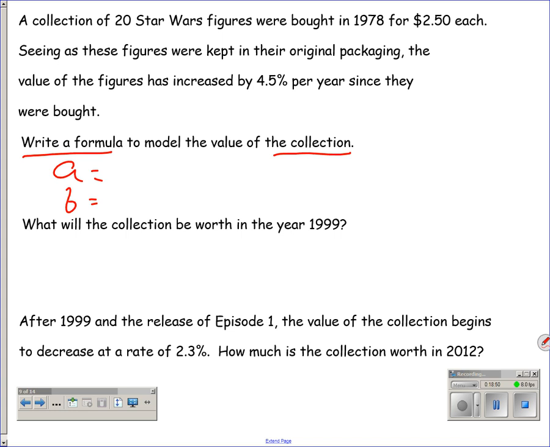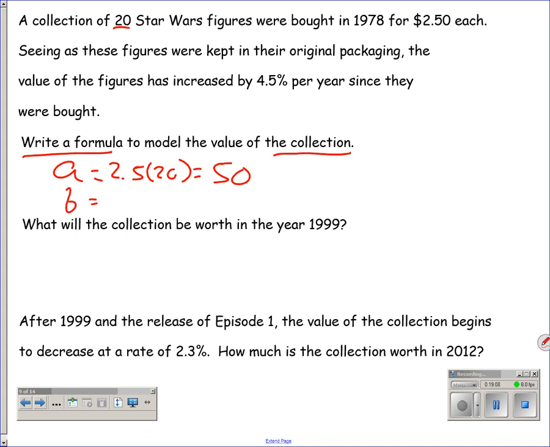All right, how do I find my A? 20 times 250. Right, it's my initial value. Don't tell me it's just 250, right? Because there's 20 of them. So my entire collection is worth $5,000.